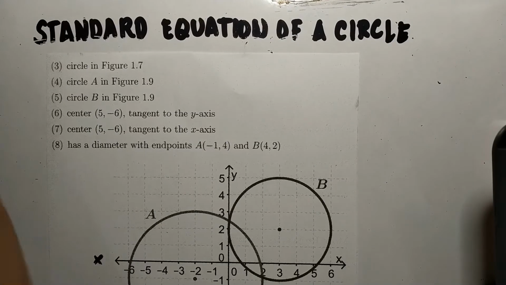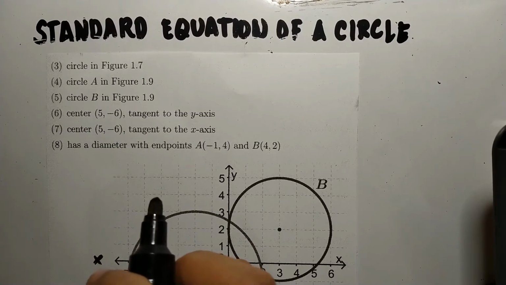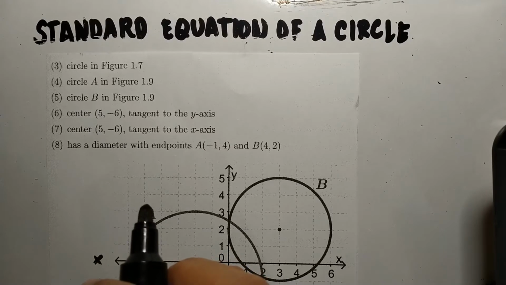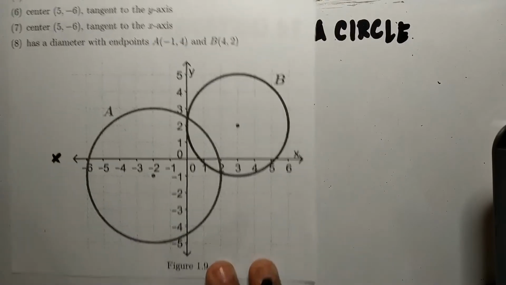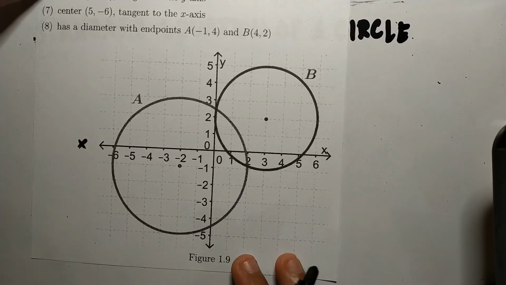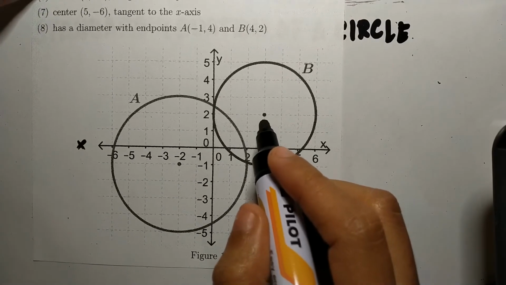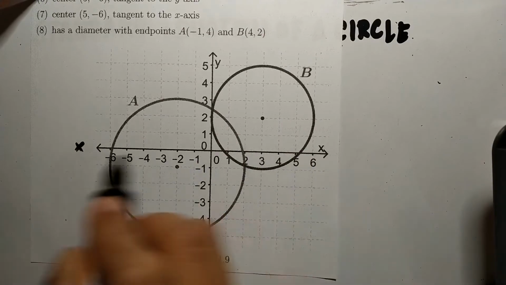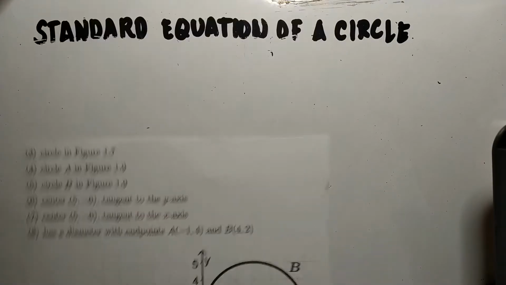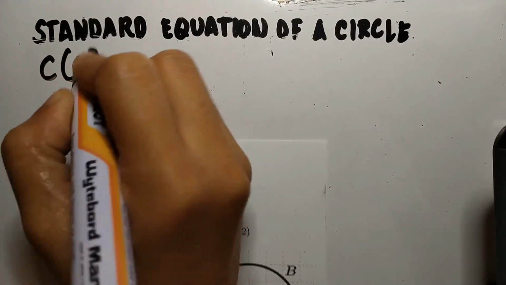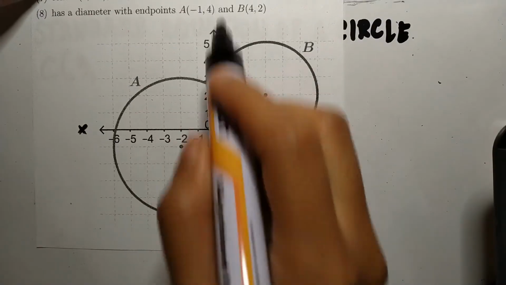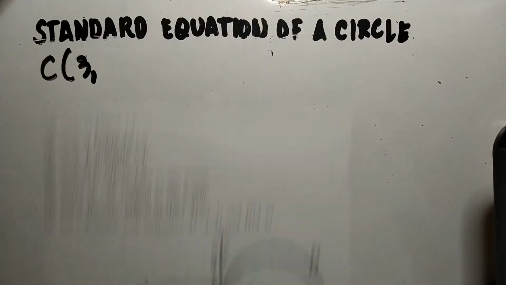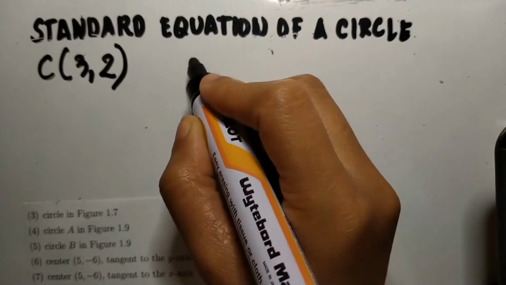Ngayon, sasagutan naman natin yung circle B in figure 1.9. So, medyo bibilisan na natin kasi pareho lang naman sila ng process no number 4. So, let's take a look at circle B. Let's locate first the center. So, ang center niya at x-axis ay 3. Then, ang kanyang y-axis is positive 2.